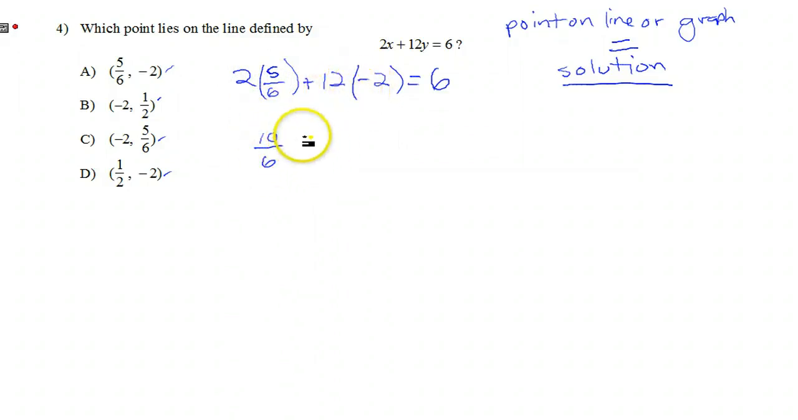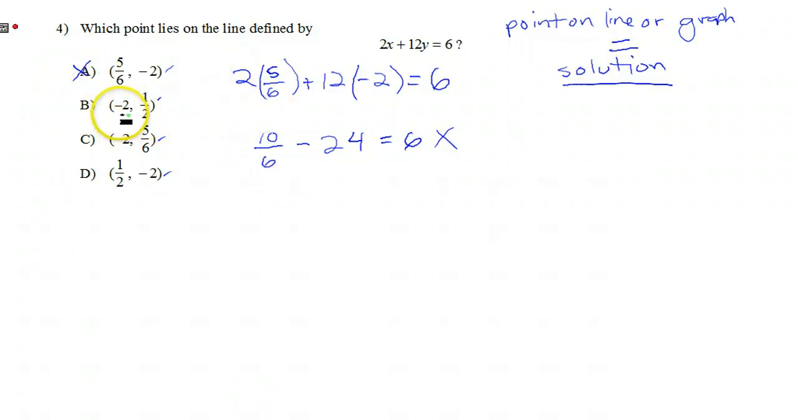And here I got 12 times minus 2 is negative 24. And then, you could try and go through and actually subtract this, but I know that if I take a fraction minus a whole number, we're still going to end up with a fraction, so this can't be true. So we know A is not the correct answer. So then we can move on to B. So let's try that one.